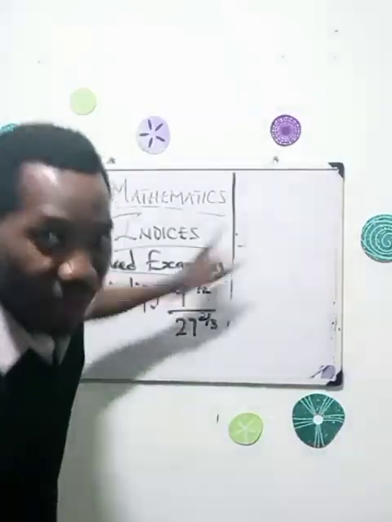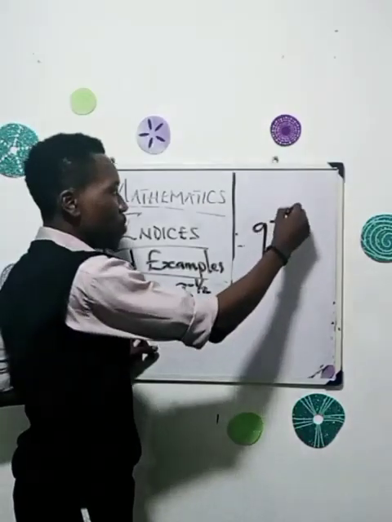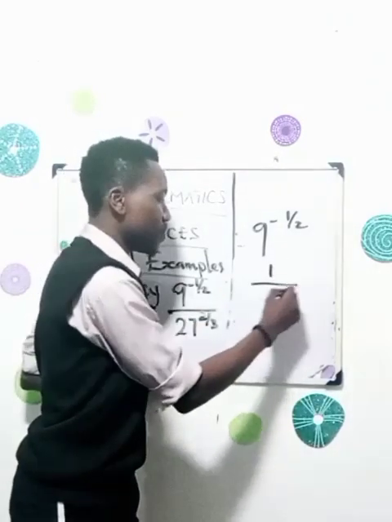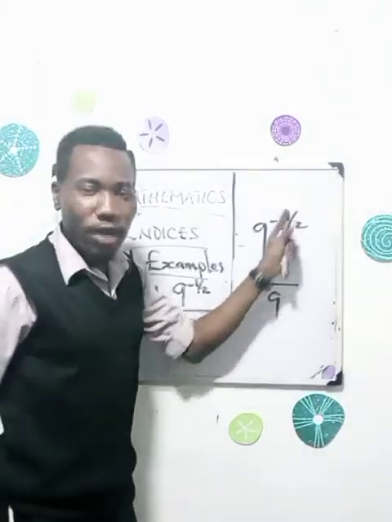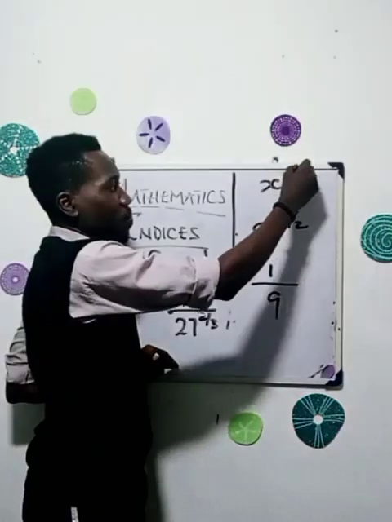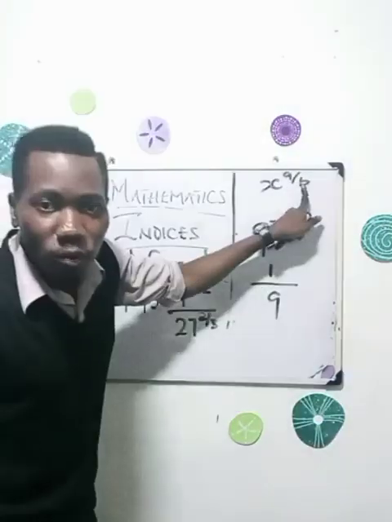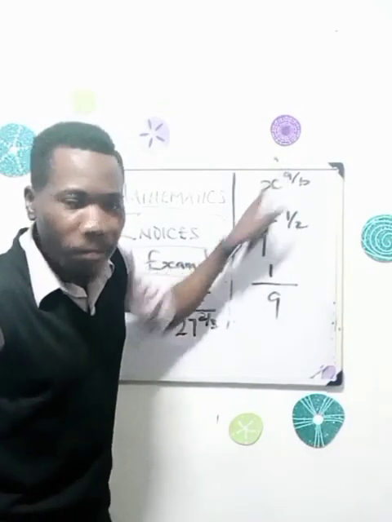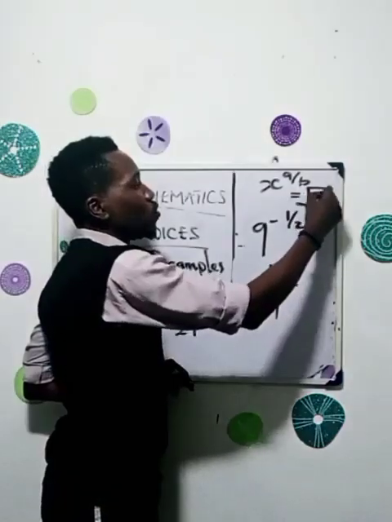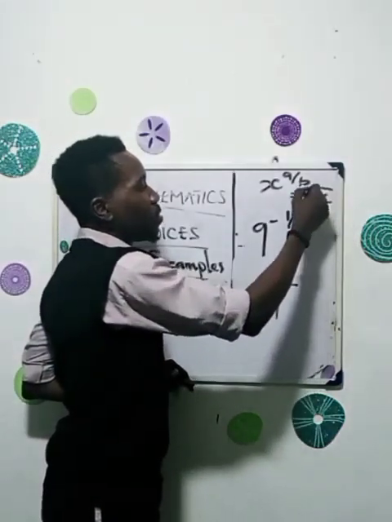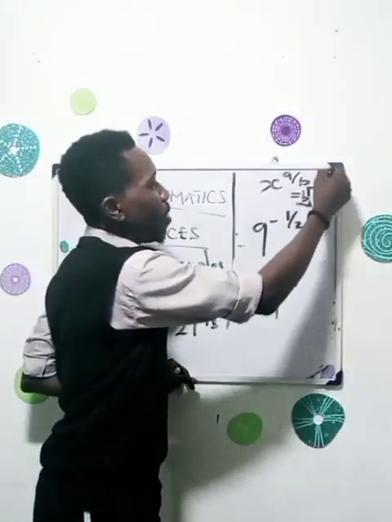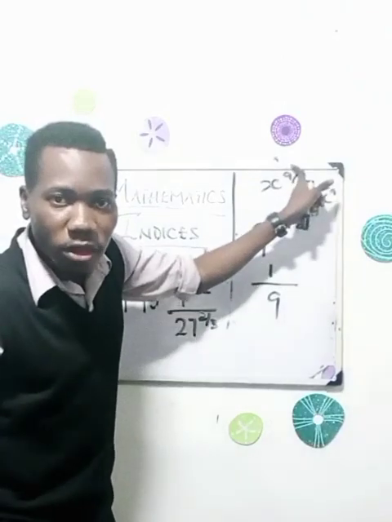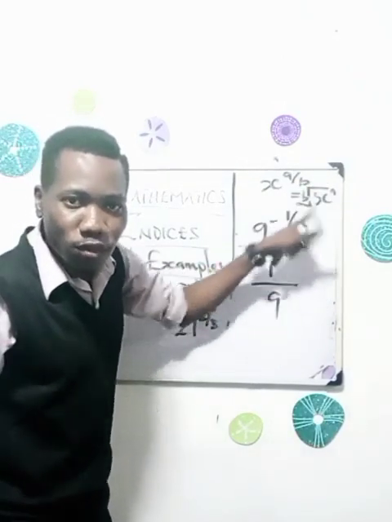Let me write it out. So you have 9 raised to the power of minus 1 over 2. Because of this minus, this 9 becomes 1 over 9, now raised to the power of 1 over 2. Again, the rule says if you have x raised to the power of a over b, the b becomes the root of x raised to the power of a. So you are going to have the b root of x raised to the power of a. So this becomes the root of this raised to the power of whatever you have up there. So that's what we use in solving this.